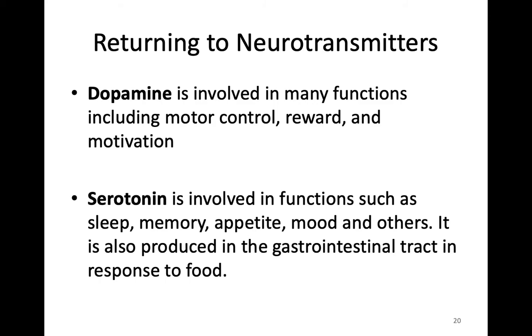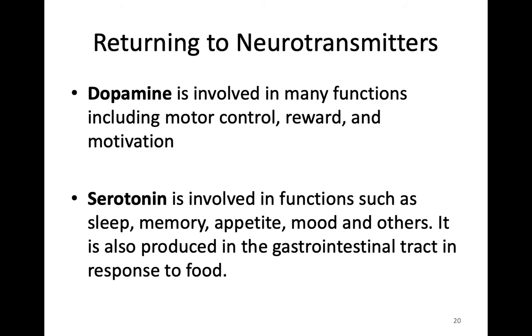Okay, serotonin is involved with quite a few things. It's involved with sleep, memory, appetite, mood, as well as others. It's also produced, it turns out, in the gastrointestinal tract in response to food.